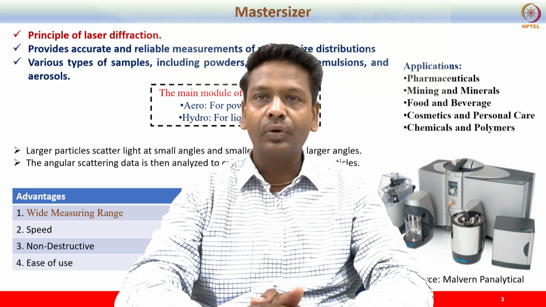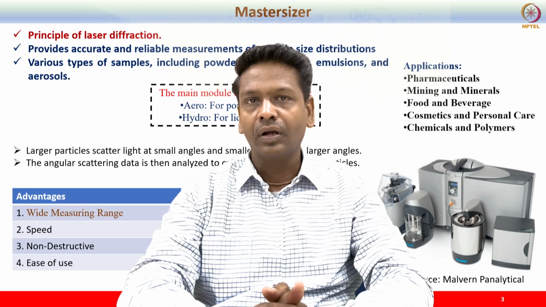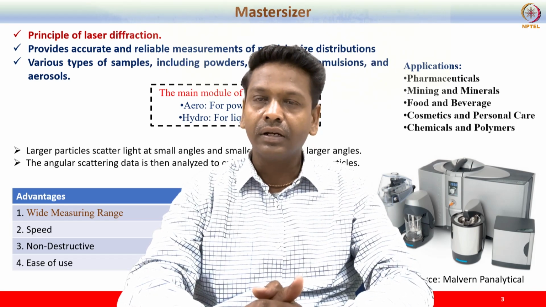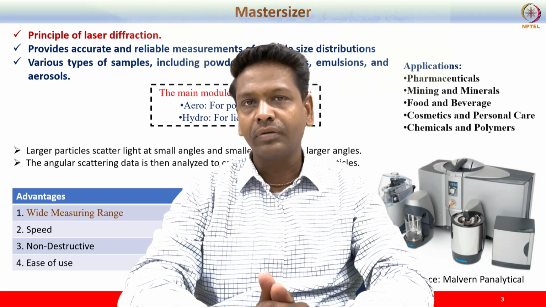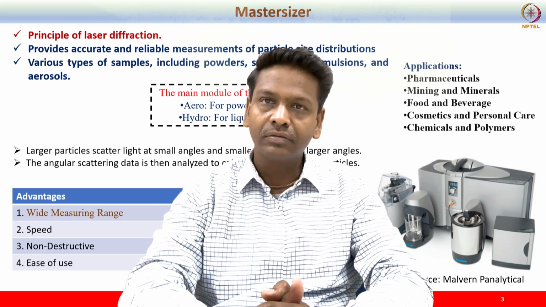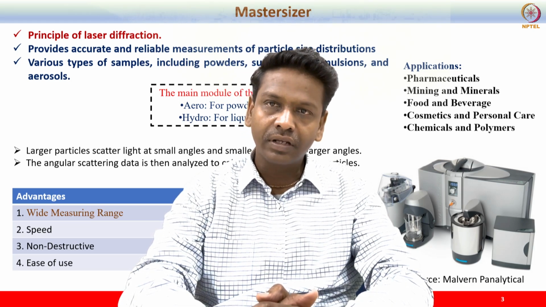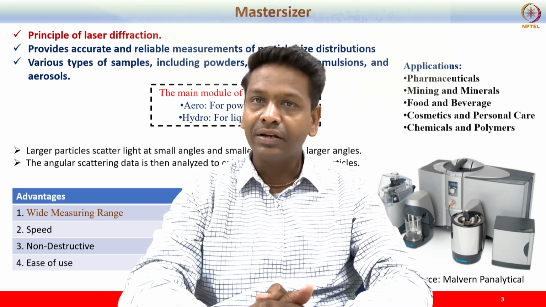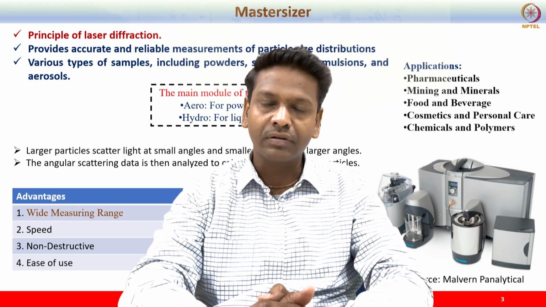Welcome back. In today's video lecture, we will look at the demonstration of a particle size analyzer using the Mastersizer instrument. This works based on the principles of laser diffraction. Usually, the Mastersizer can be used to obtain the particle size distribution, ranging from 10 nanometers up to a few thousands of micrometers.